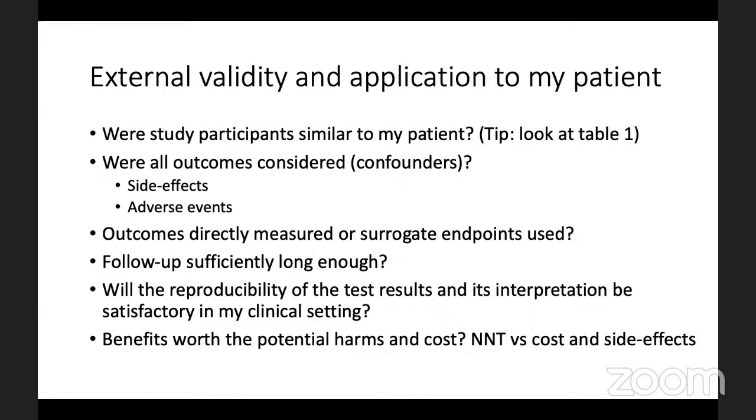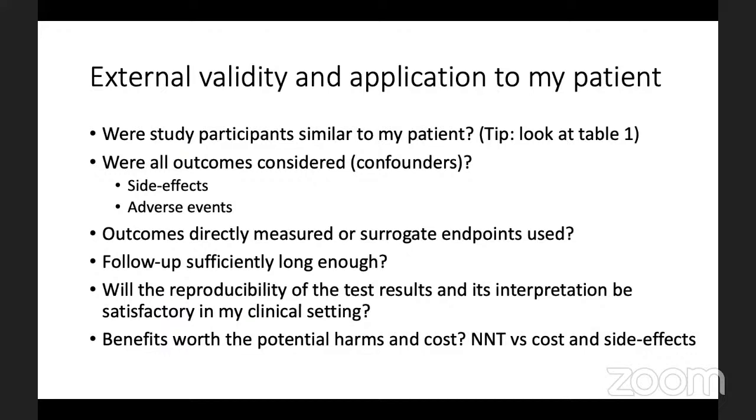So if we're looking at the effect of medications on preventing disease, if they only followed up patients for 1 year, was that really long enough? Should it have been 5 years, 10 years, or longer? And then if we're looking at diagnostic studies, will these test results and their interpretation be satisfactory in my clinical setting? So this, a diagnostic test, very much depends on the prevalence of the disease in the population. So if your study comes from a population that has similar prevalence of disease, we can say yes.